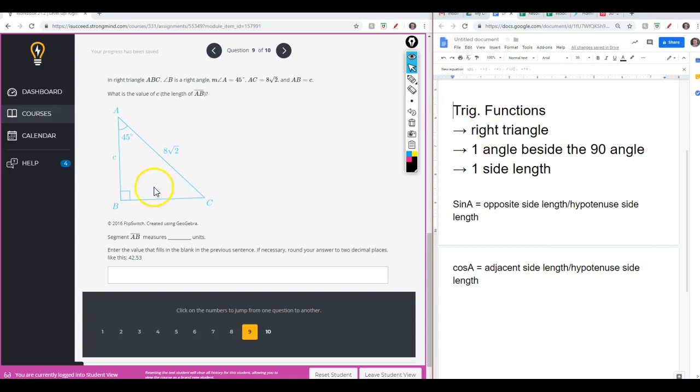So let's look at our next option, trig functions. You have to have a right angle. We do have that. One angle besides the 90-degree angle. We have a 45-degree angle, check. And then one side length. We have 8 square roots of 2. So we are going to be using trig functions, and it'll either be sine of our angle or cosine of our angle. So again, we first determine the angle that was given for our perspective.